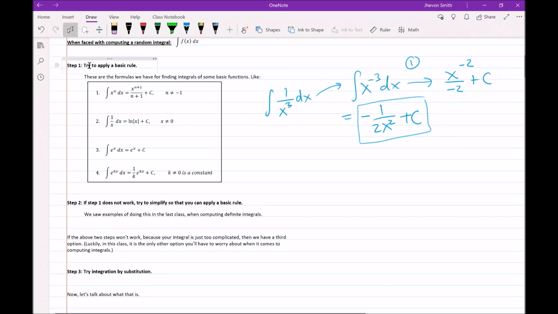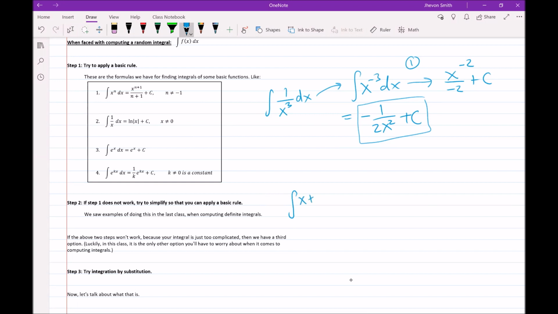So the first thing you want to do when faced with a random integral is try to apply one of these basic rules that you know. If it doesn't work, if you cannot apply a basic rule, the next step is to actually try to simplify to apply the basic rule. So an example here was one that we did last time.